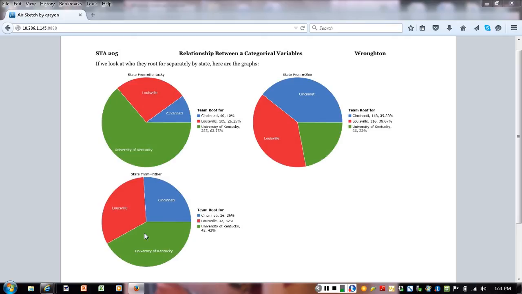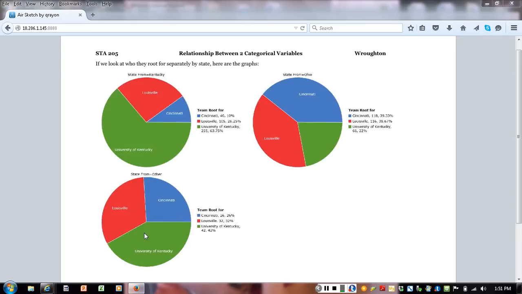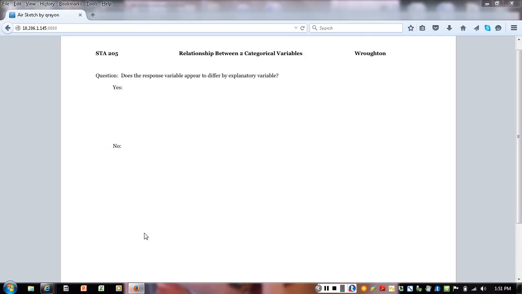So what does that actually mean for us? That's where this question shows up of, does our response variable, who you root for, seem to differ based upon your explanatory variable or what state you're from? So that's what I'm in a sense saying, by looking at these three graphs, does there seem to be a difference in our three graphs? So if our answer is yes, this means for us that the response variable, here who you root for, is dependent on the explanatory variable.